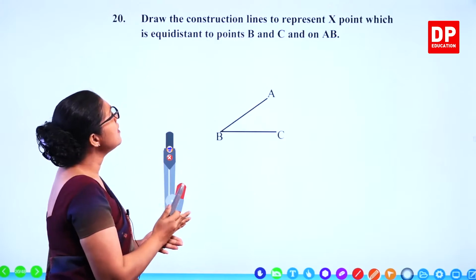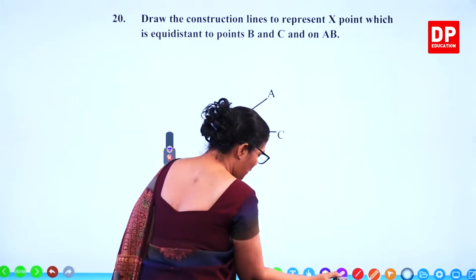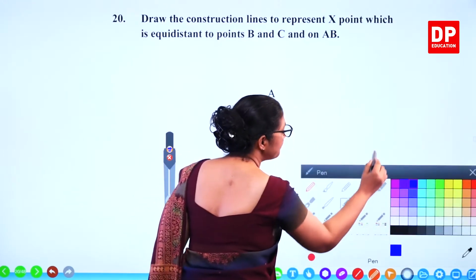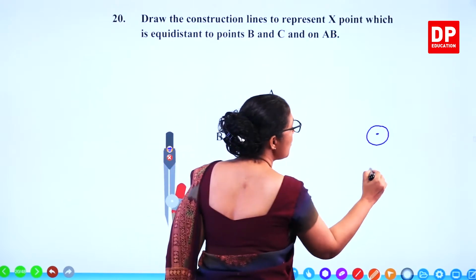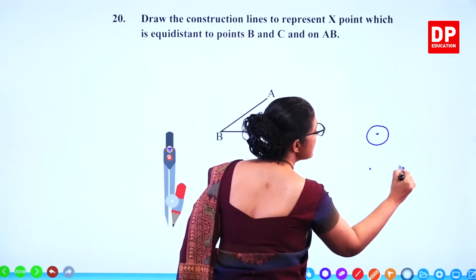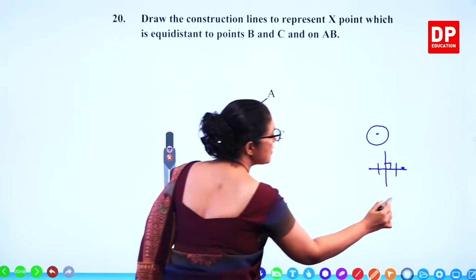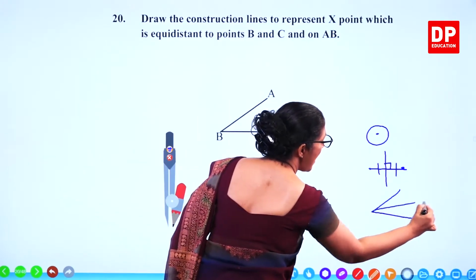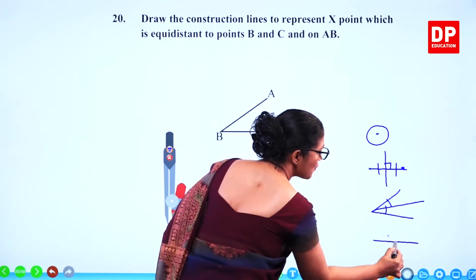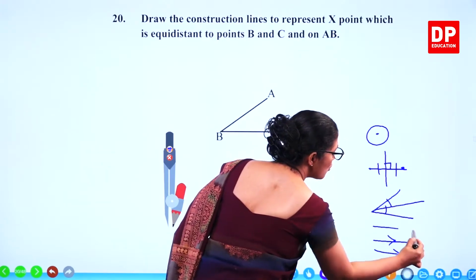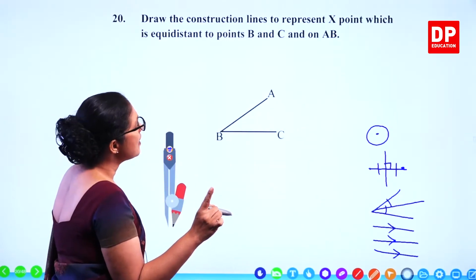So what are the loci you need to know? Equidistant from a point, that is a circle. Equidistant from 2 points, that's the perpendicular bisector. Equidistant from 2 lines, that's the angle bisector. And the last one you need to know, equidistant from a line, that's 2 parallel lines above and below. So which one is that now?